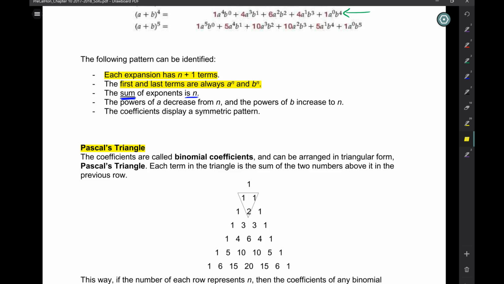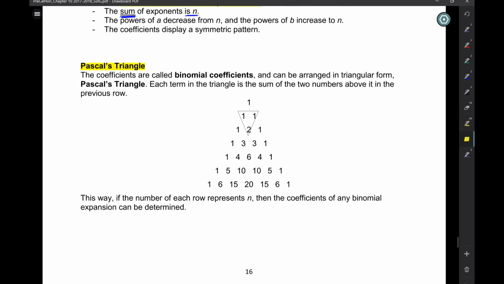All right. Here we have his triangle. So the coefficients that we're talking about, those red ones, are called binomial coefficients, and we can arrange them in triangular form like this. The way it works is you start with a 1 and then a 1, 1. What does that remind you of? Almost. It's almost like the Fibonacci, right? Fibonacci series? My, it has been a long break.